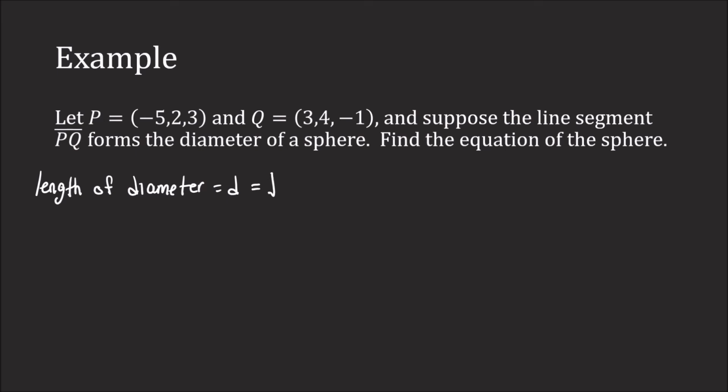So 3 minus negative 5 is 8, squared is 64. 4 minus 2 is 2, squared is 4. Negative 1 minus 3 is negative 4, squared is 16. So this is the square root of 84, which can be simplified to 2 square root of 21.